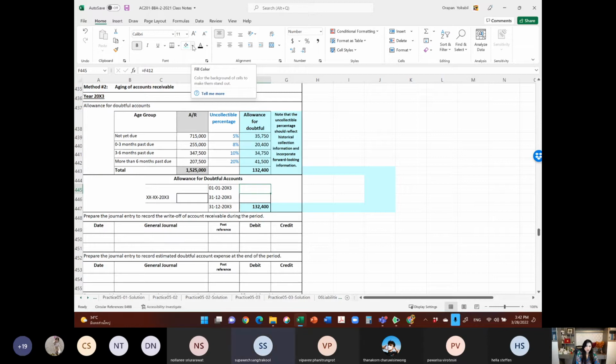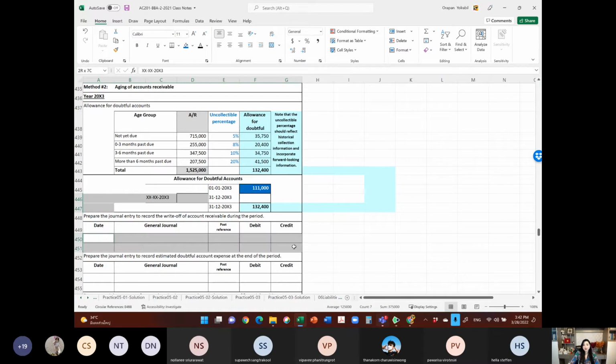Yes ครับ. So how much is it then? It is 111,000. Okay, so we basically carry forward the balance from the prior period, and it's 111,000. So over here, from the information given, in year number 3, we do have the write-off.